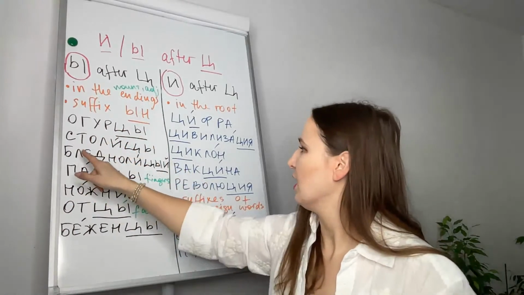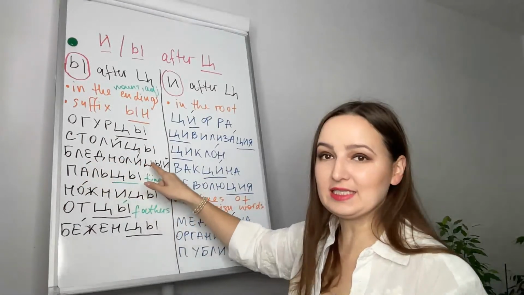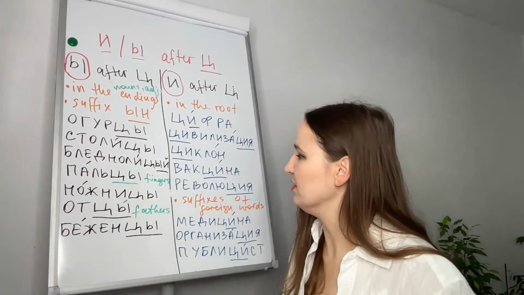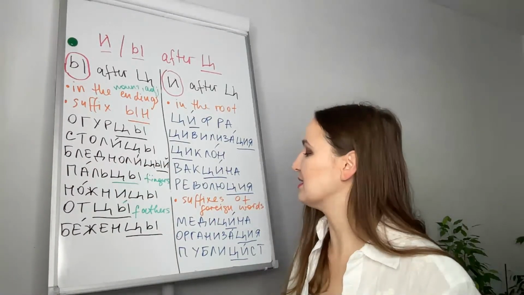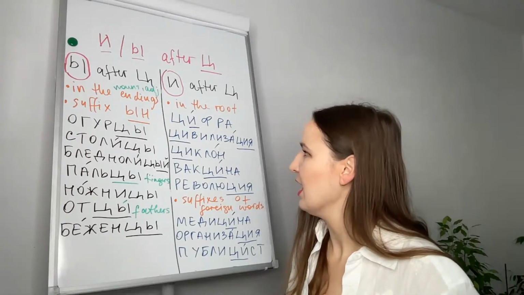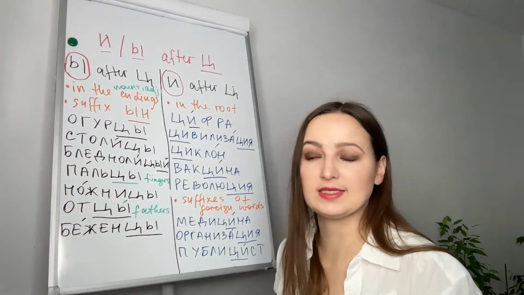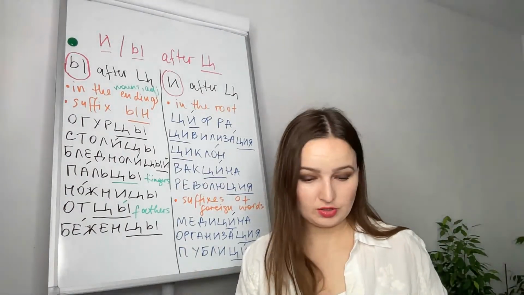огурцы, столицы, бледнолицый, пальцы, fingers, ножницы, scissors, отцы, fathers, and беженцы. Беженцы are refugees. Now let's look at the exceptions.